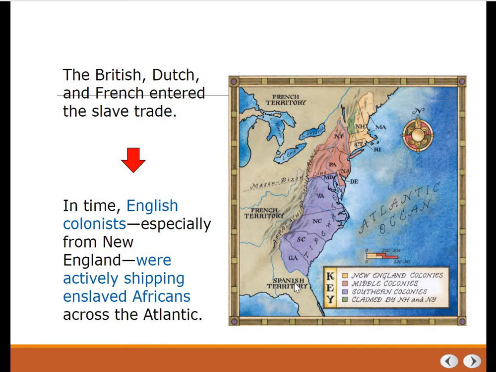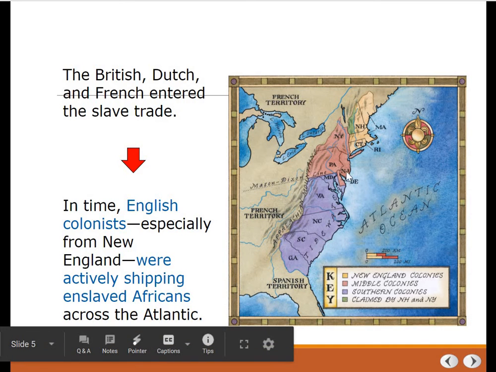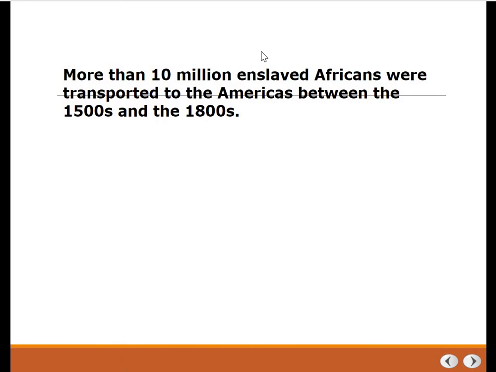And these are our 13 colonies here. Oftentimes, we say this is just something that happened in the South. That is incorrect. It happened across all of the colonies, and no one was really exempt from it. More than 10 million enslaved Africans were transported to the Americas between the 1500s and 1800s.